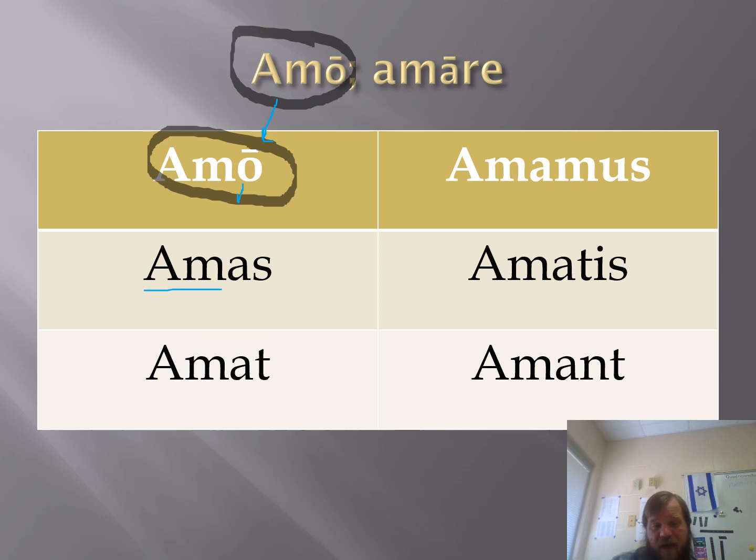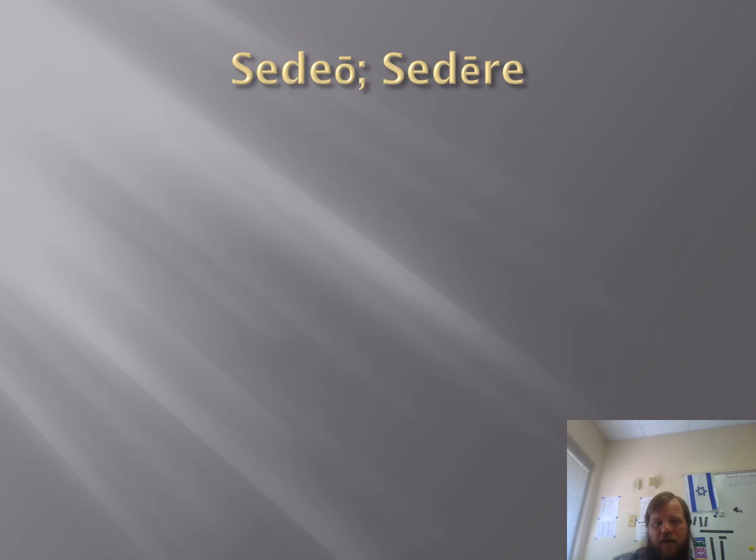Stem is A-M, join vowel is A, ending is S. Stem is AM, join vowel is A, ending is T. Stem is AM, joined vowel is A, ending is MUS. This gets really repetitive. Stem is AM, joined vowel is A, TIS is your ending. Stem is AM, joined vowel is A, ending is NT. Okay? All right, so another one.